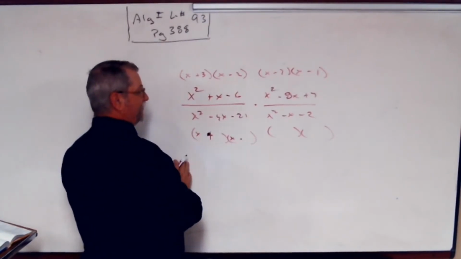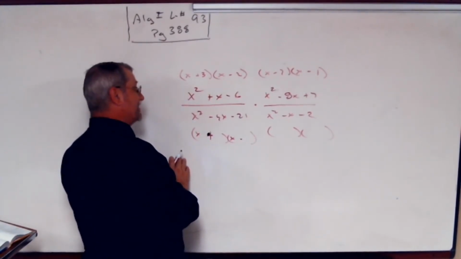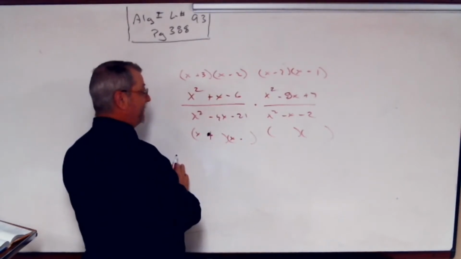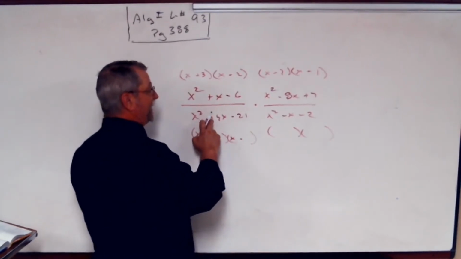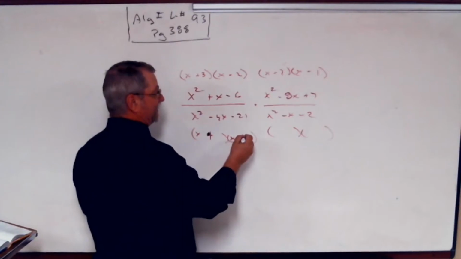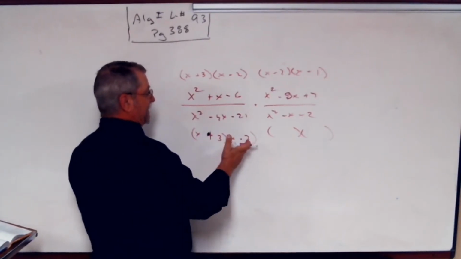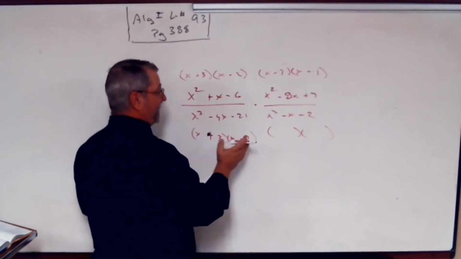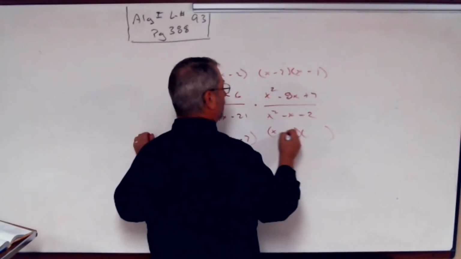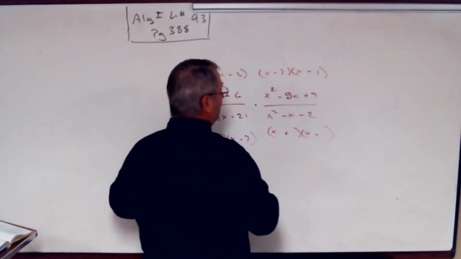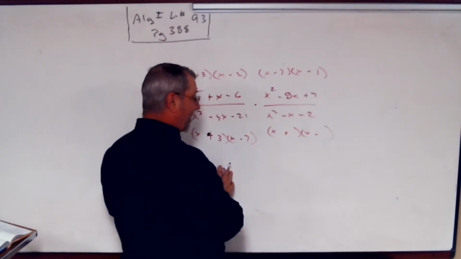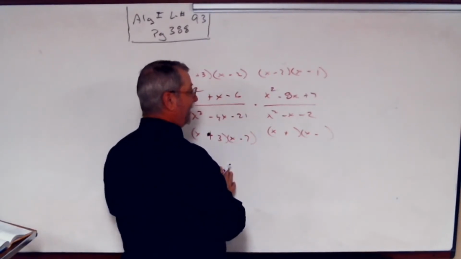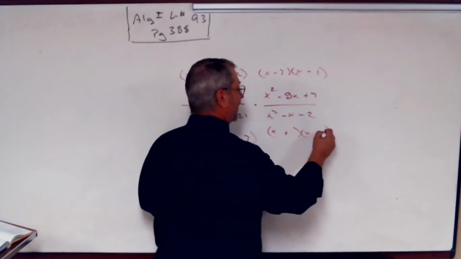At 21, probably it's going to be 21 and 1 or 7 and 3. I'm thinking 7 and 3. I want to have my middle term negative, so I want to have the bigger number negative. 7 and 3. 7 take away 3 is 4. Negative 4. Bang. All right, over here. Plus, minus. Probably going to be 2 and 1. What do you think? All right, so I'm going to have negative 2, positive 1.